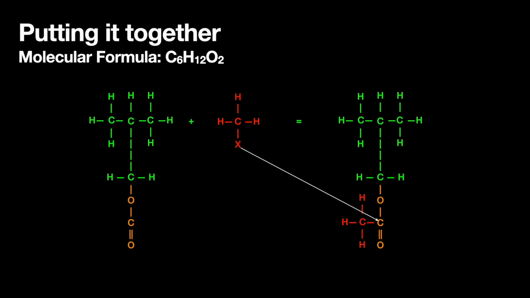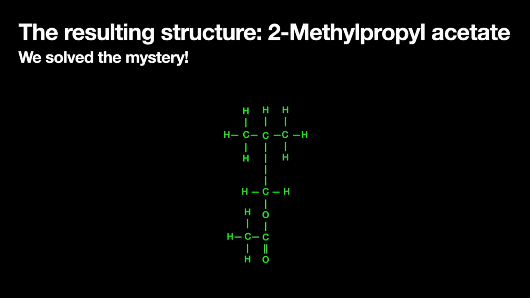Finally, we add the last group that we have detected from our IR spectra onto our molecule. There is only one viable space left, and it is on the carbonyl carbon. This would explain why its data point was shifted about 200 parts per million downfield. The resulting structure is 2-methylpropyl acetate. We solved the mystery. Congratulations! You're not confused anymore.